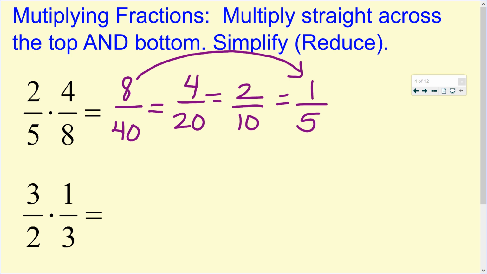What about the one on the bottom? 3/2 times 1/3. What am I going to get on top? 3 on top. What am I going to get on the bottom? 6. And it reduces to 1/2.